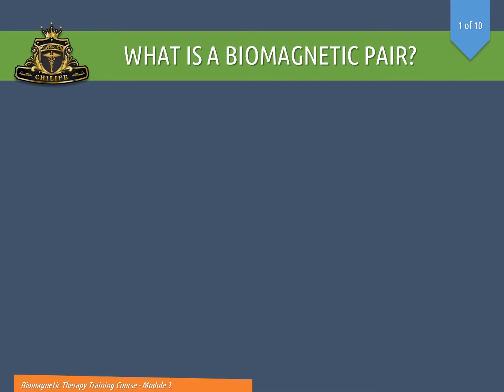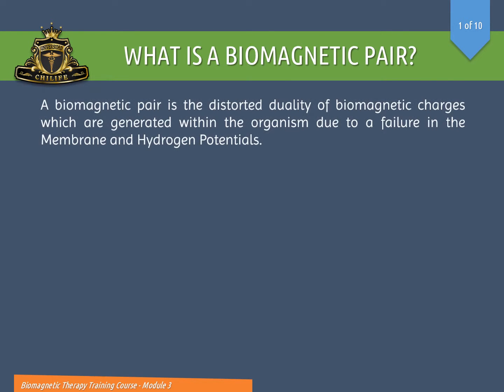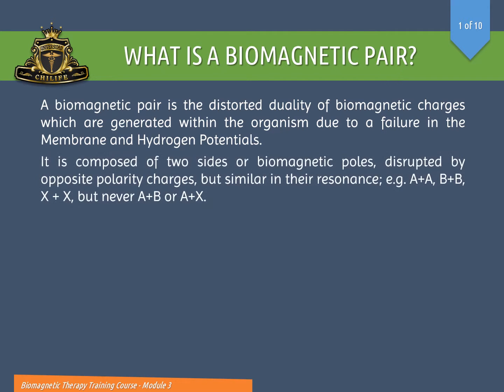What is a biomagnetic pair? A biomagnetic pair is the distorted duality of biomagnetic charges which are generated within the organism due to a failure in the membrane and hydrogen potentials. It is composed of two sides of biomagnetic poles, disrupted by opposite polarity charges, but similar in their resonance. For example, A plus A, B plus B, X plus X, but never A plus B or A plus X.